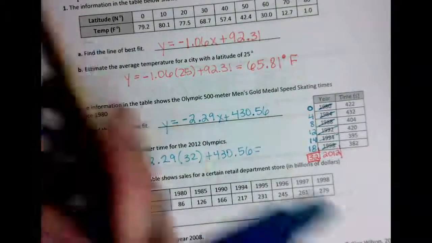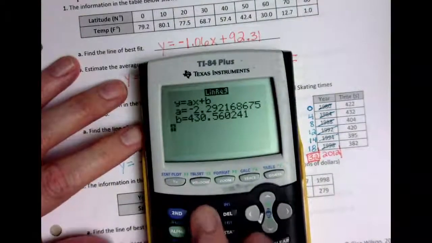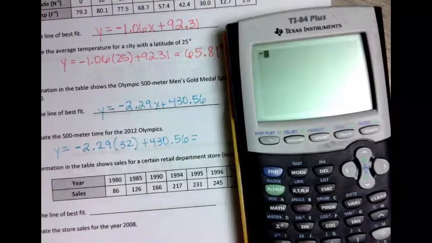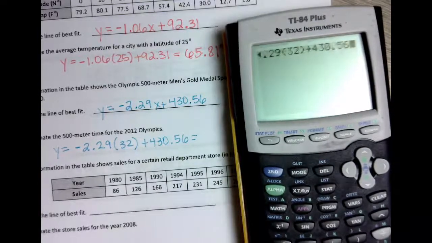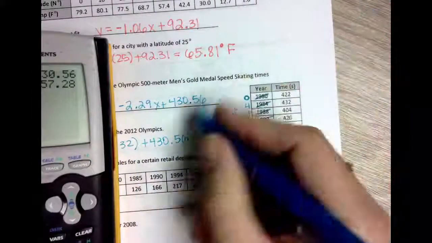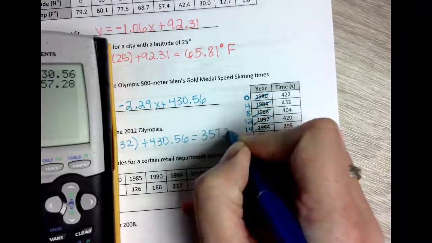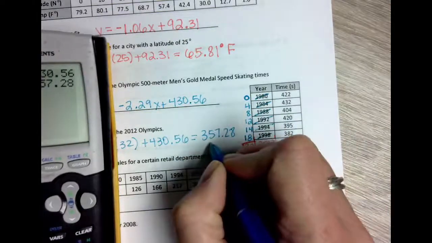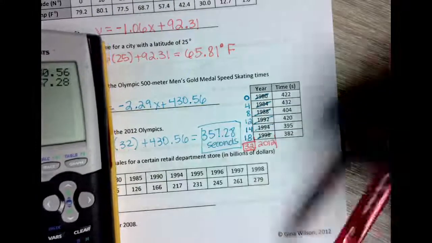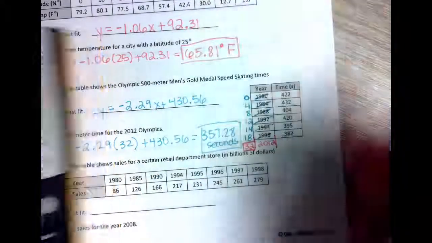Okay, so now to get out of this screen, I'm pushing second and the button beside it. And then I'm going to put this into my calculator to solve. Negative 2.29 times 32 plus 430.56. And that's going to give me 357.28 what? Seconds. Very good. Okay, and that is my answer.